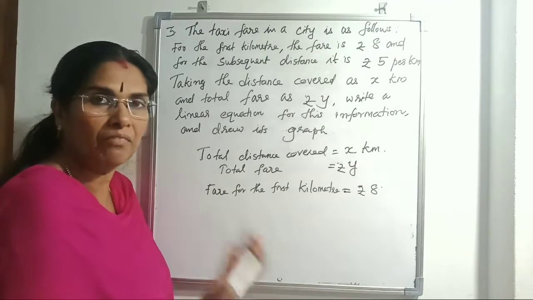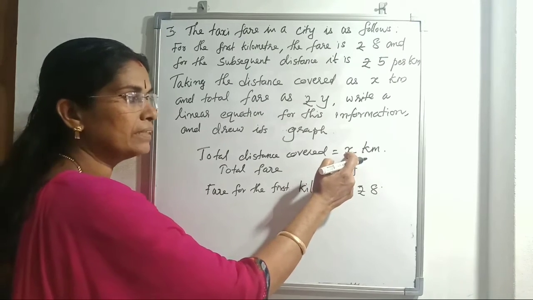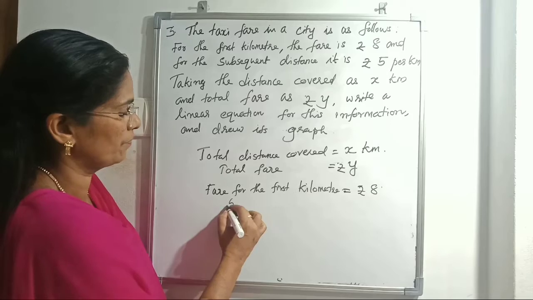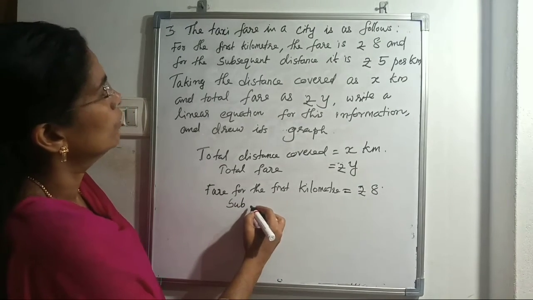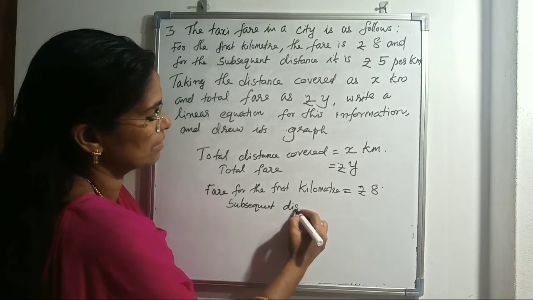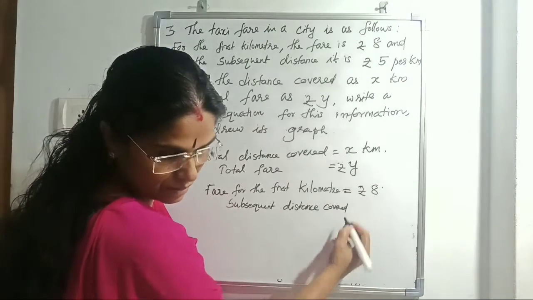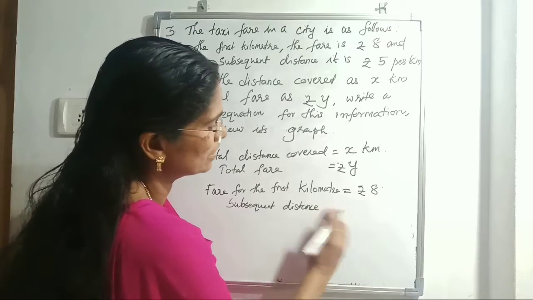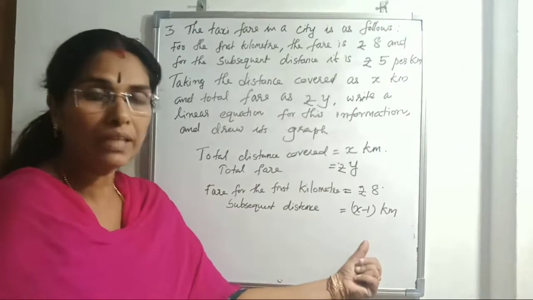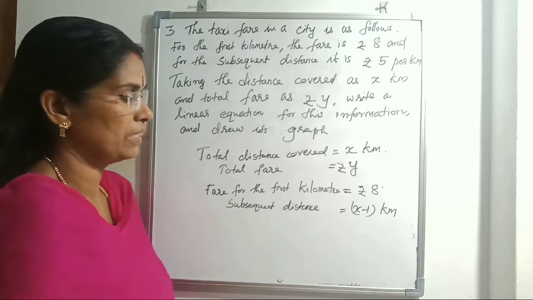1 kilometer already we covered. So how much balance distance do you have to cover? Total is x. Among this x, 1 kilometer we covered. So the subsequent distance we have to find out. It is x minus 1 kilometer. Clear how this x minus 1? Total is x. Among this x, 1 kilometer we travelled. So balance is x minus 1 kilometer.